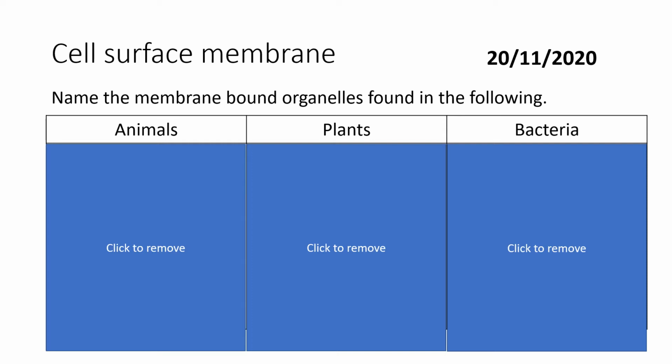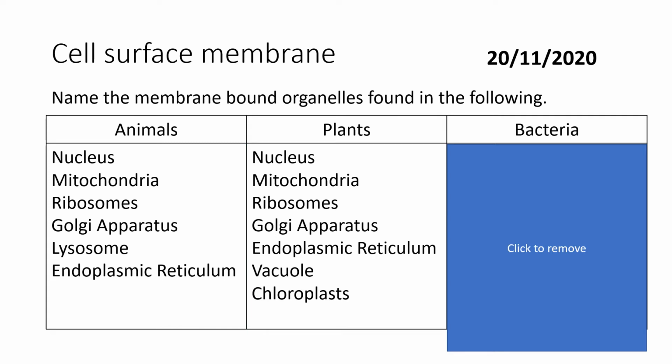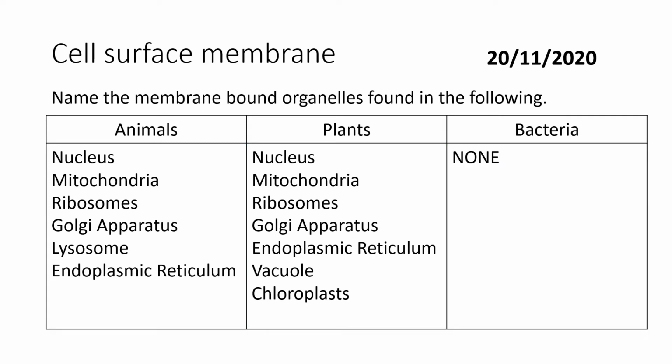So in terms of animals, we have the following. Plants have the following, and bacteria, of course, have no membrane-bound organelles. It's one of the parts of a prokaryotic cell. Most of what we find inside a plant cell is also found in an animal cell, but there are a few specific differences that you need to be aware of. Make sure you familiarize yourself with those.